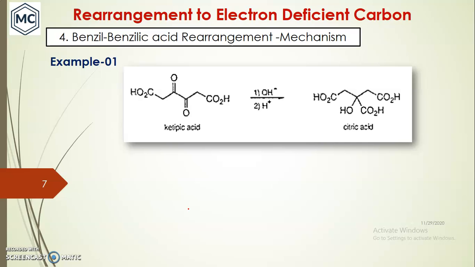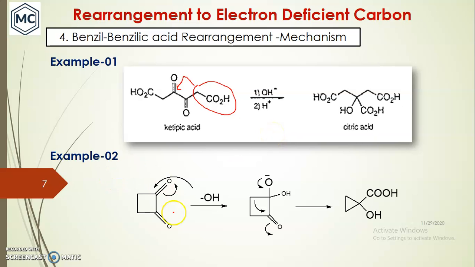And next are examples for the benzil-benzilic acid rearrangement. The first one is this dicarboxylic acid, and in the presence of base, hydroxide can attack this carbonyl carbon, and it becomes a hydroxyl group, and this O minus becomes double bonded. Then this group gets migrated towards this carbon atom, and finally you get a citric acid like this, citric acid.